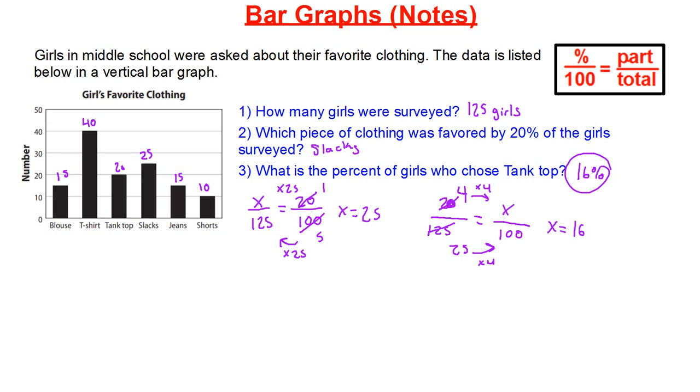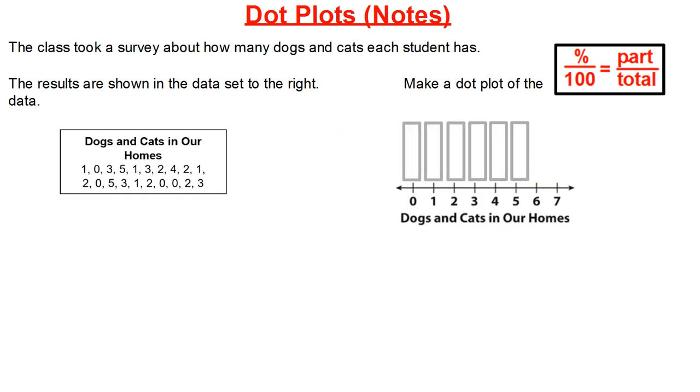Okay. Now let's go over dot plots, and that's basically it for concept 1. Now dot plots you've seen before. It's basically like a bar graph, but instead of putting bars, we put dots. So the class took a survey about how many dogs and cats each student has. The results are shown in the data set below. So dogs and cats in our homes. So how many are 0? We have 1, 2, 3, 4. So this will be 4.